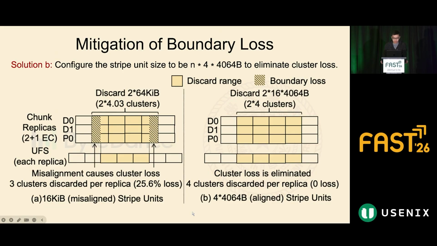Another solution to boundary loss is configuring the strip unit size to the proper size to eliminate cluster loss. In the left side diagram, if 64 kilobytes unit size was used, only 3 clusters can be discarded per replica, which causes nearly 25% loss. So we adjust the unit size at the right side diagram, and the whole 4 clusters can be discarded per replica, which is 0 loss.